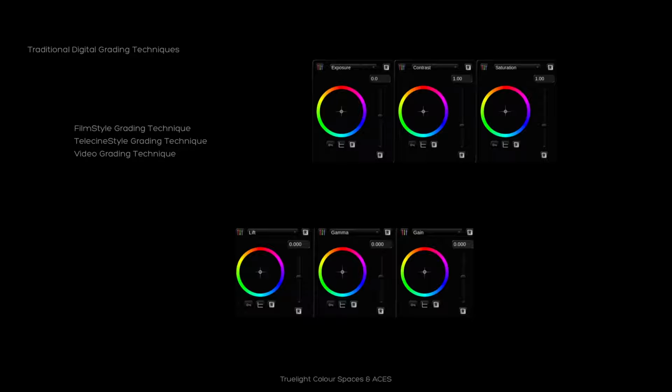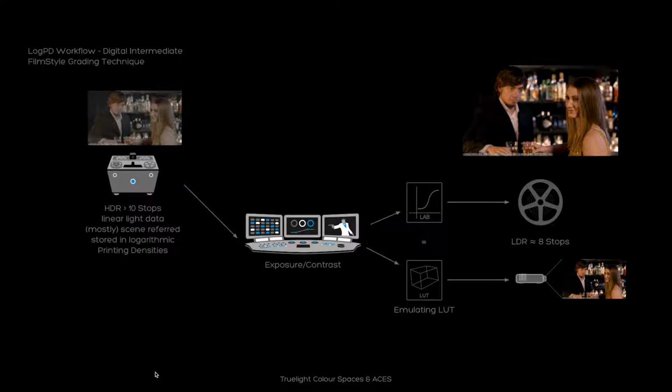video cameras. We at FilmLight saw three different major grading techniques in the industry: the film style grading technique, the telecine style grading technique, and the video grading technique. The film style digital grading technique is a pretty new and modern grading style developed in the early days of digital intermediate workflows. Also, it is a quite young grading technique. Its concepts are derived from the classical film color timing process.